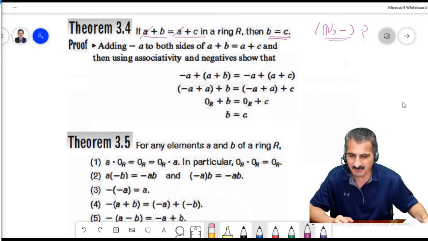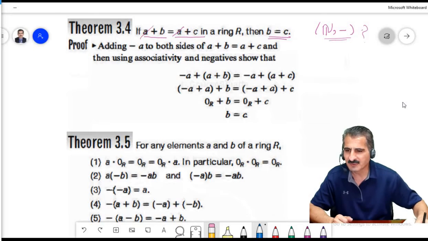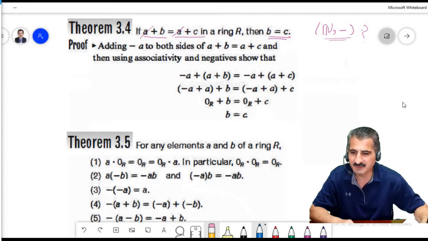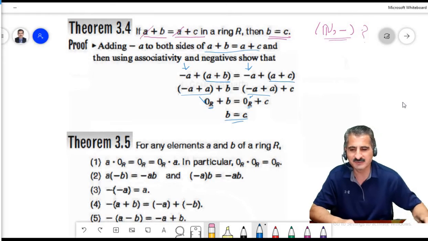Let's keep going into the proof. We want to show that a plus b equals a plus c gives b equals c. So we're starting here. These are two equations. What we did, we added the negative of a to both sides, and then we used associativity. But that gives 0, and this gives 0, and this is the identity. We got b equals c. So this is so quick.